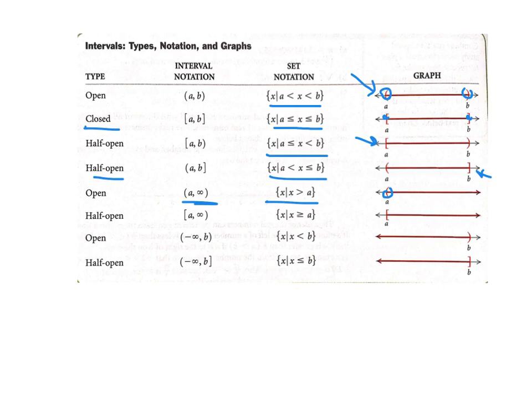Half open again, it's open on the right side. You can include the A. This would be, we're going to fill it in with a filled in circle all the way to the right. And the same thing is true if you go to negative infinity.